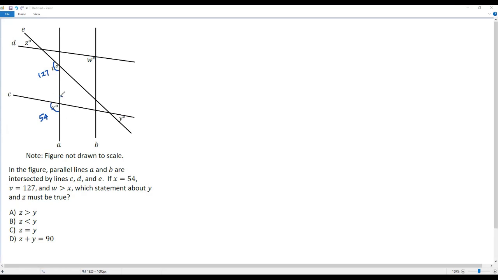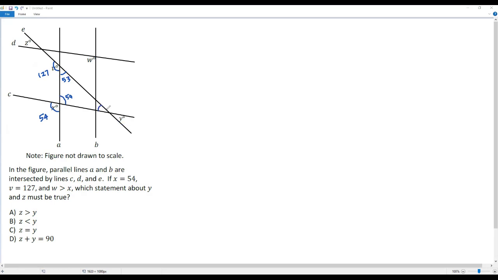Okay, now let's consider the angle over here. So this one and this one are vertically opposite angles, and they must be equal to each other. Since the measure of this angle is 54, then the measure of this one is also 54. And we know that this angle over here and the angle over here together form a linear pair, and if two angles together form a linear pair, they must add up to 180 degrees. Okay, now to get the measure of this angle, we have to subtract 127 from 180. Then we get 53.